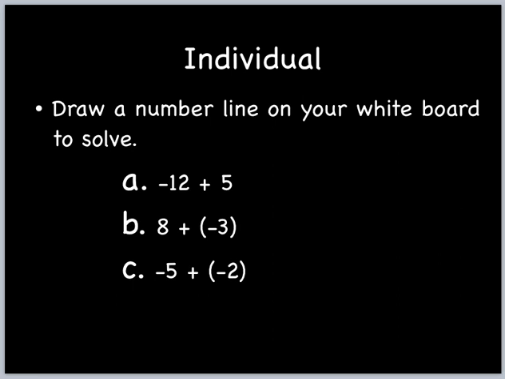I want you to draw a number line on your whiteboard to solve the following problems. A, that is a negative 12 plus 5. B, that is 8 plus negative 3. C, that is negative 5 plus a negative 2. If you will be using a number line, it will be very easy for you to find the answers of these questions. So for number 1, negative 12 plus 5, if you have negative 7 as your answer, that means that is correct.